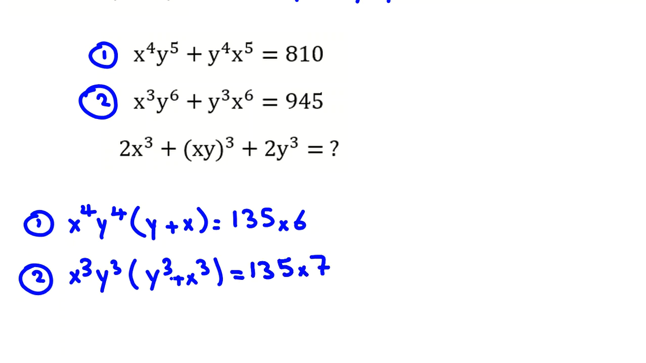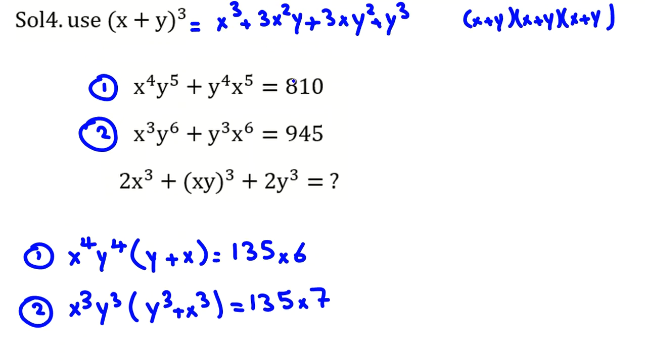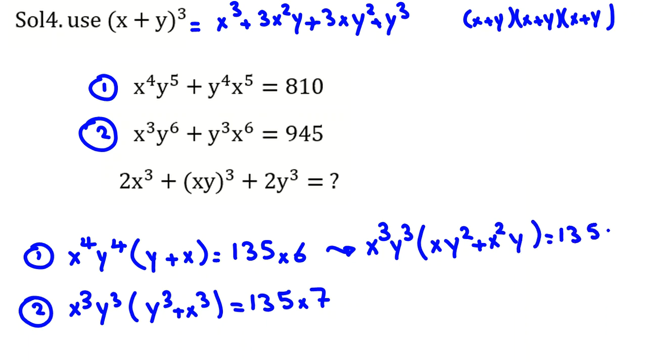135 times 7. Now, here I need what? I need 3x squared and 3y squared to use this. So, if I multiply this by 3 and say, okay, it is x cubed. At first, let me write x cubed, y cubed. I consider 1x, 1y multiply to these parts. xy times y, it is xy squared plus xy times x squared y equal to 135 times 6.